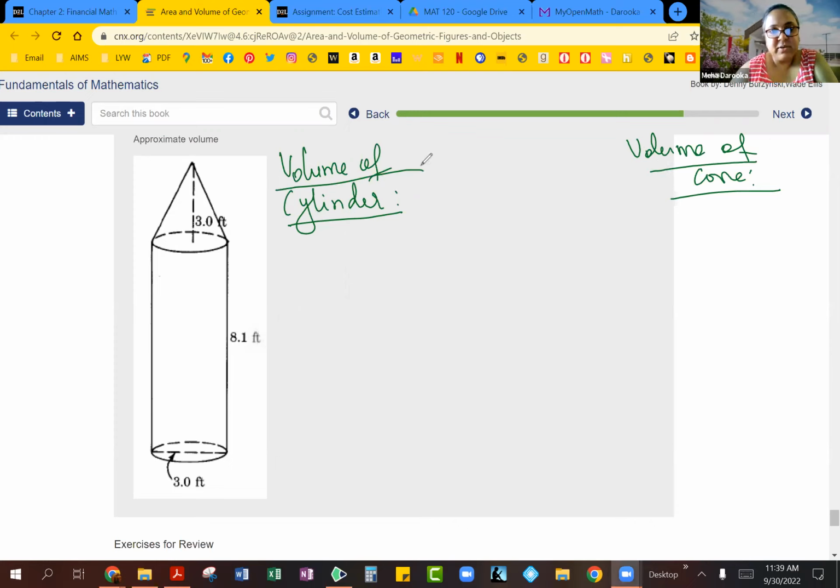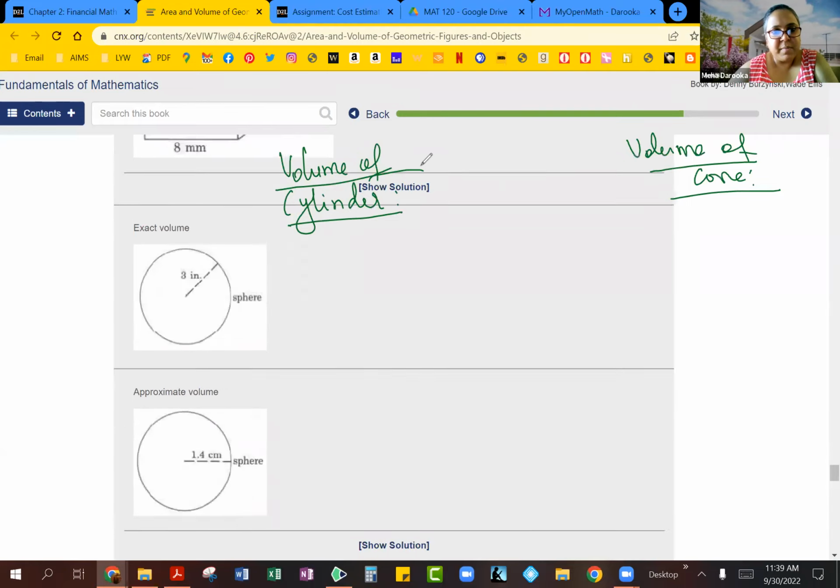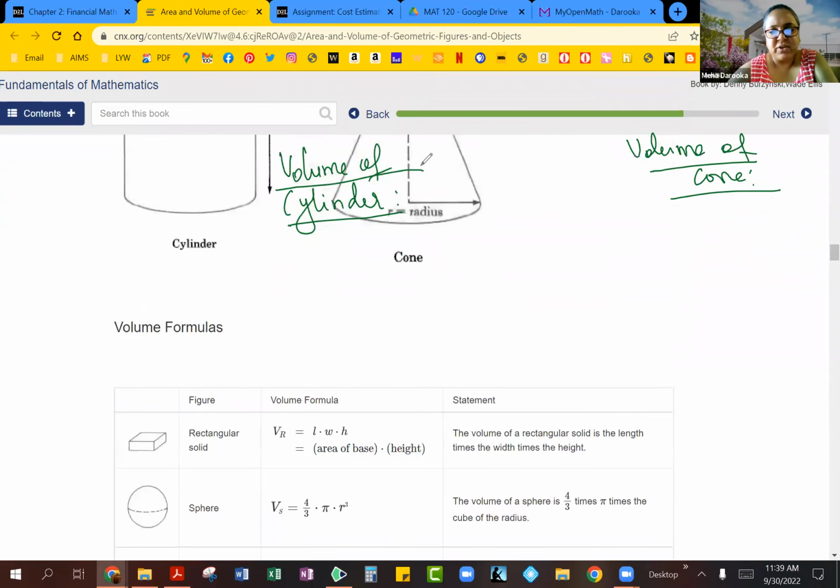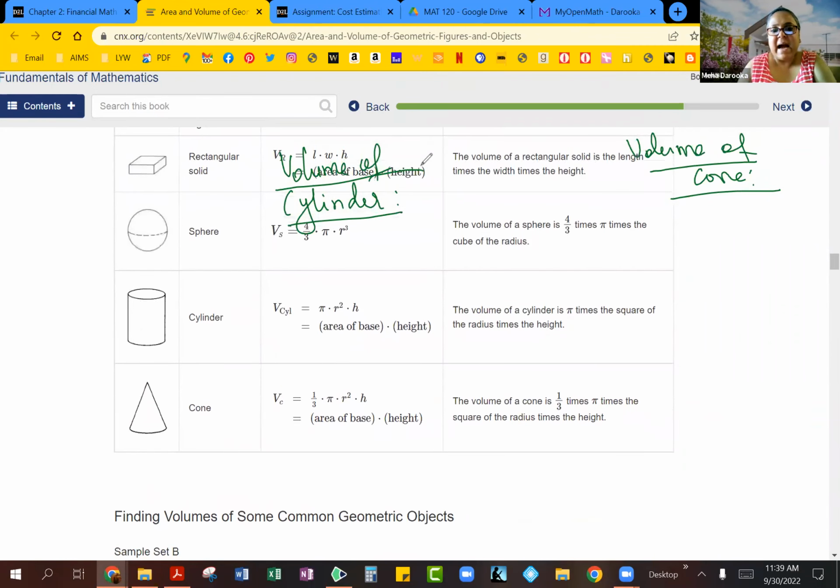All right, so I'm going to go up so I can show you the formulas for this, guys. So a cylinder is a circle with a height on it. The base on a cylinder is going to be a circular base, so you take the area of a base, which is a circle, so that becomes pi r squared. And then whatever the height of your cylinder is, you multiply it with that. So the volume of our cylinder is going to be pi r squared h.